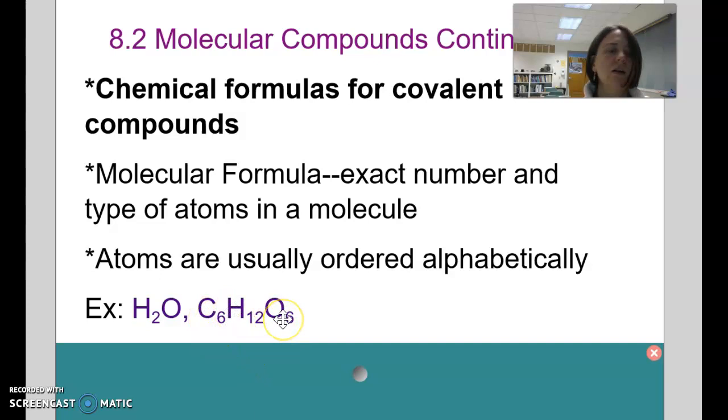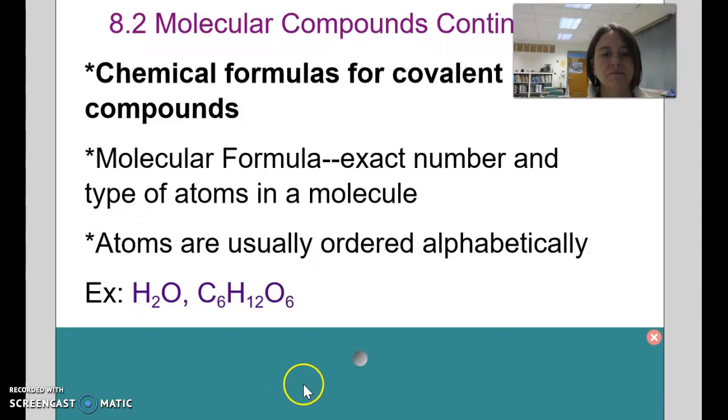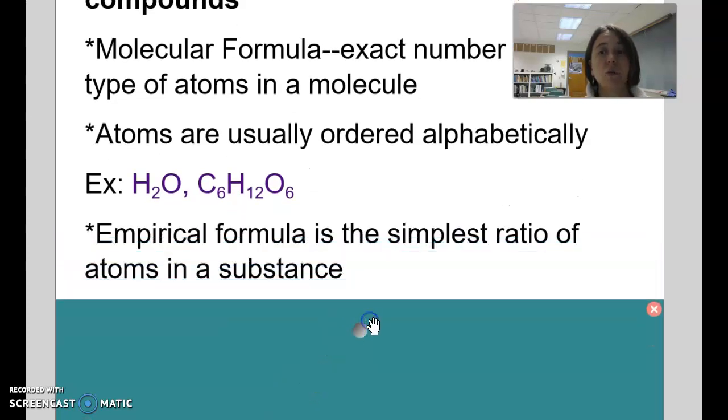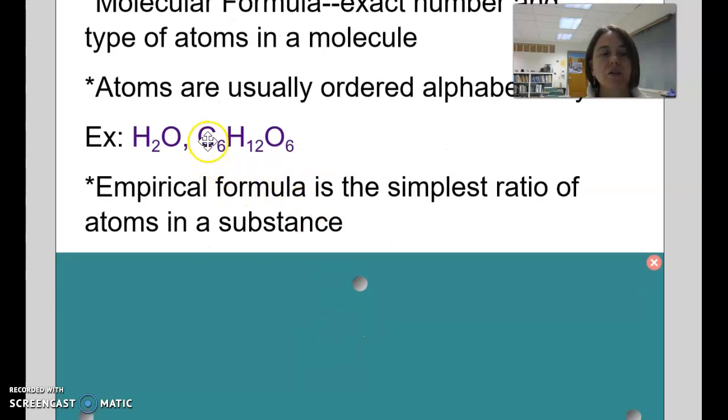They are alphabetical, and it tells us the exact number and type of atom. So in each glucose molecule, there are 6 carbons, 6 oxygens, and 12 hydrogens. If we were writing it in lowest terms, we would write 1, 2, 1, but that's not what a glucose molecule is. It's 6 carbons, 12 hydrogens, 6 oxygens. So what is it in lowest terms? That is called the empirical formula. The empirical formula is the simplest ratio of atoms in a substance. So like I said, in glucose it would be 1, 2, 1, C1H2O1.